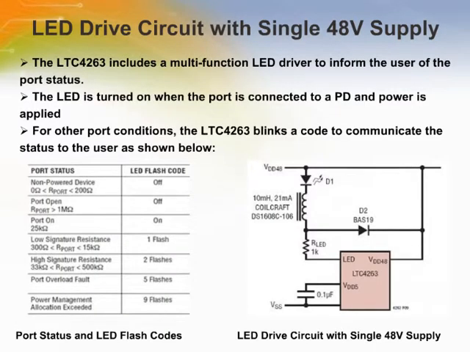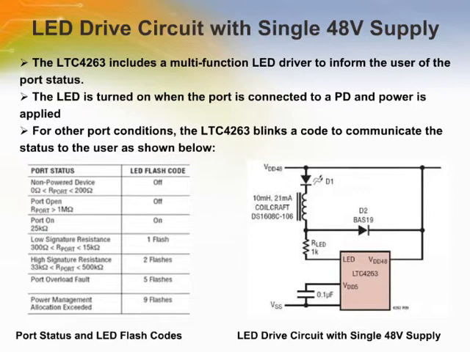This page gives an overview of driving an LED from a 48 volts power supply. The LED is turned on when the port is connected to a PD and power is applied. One flash indicates low signature resistance, 2 flashes indicate high resistance, 5 flashes indicate an overload fault, and 9 flashes indicate that power management is preventing the port from turning on.